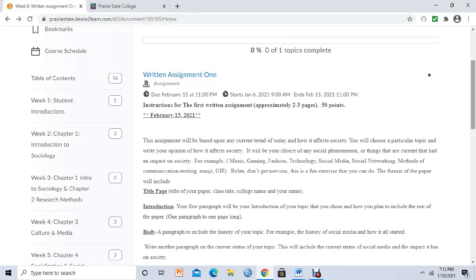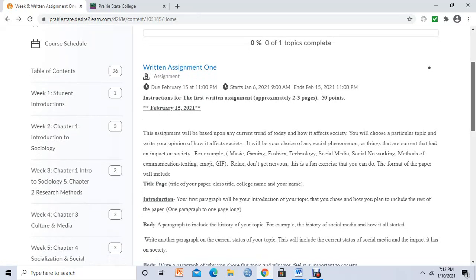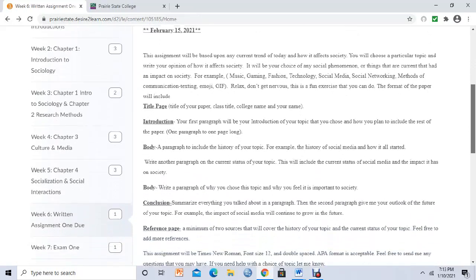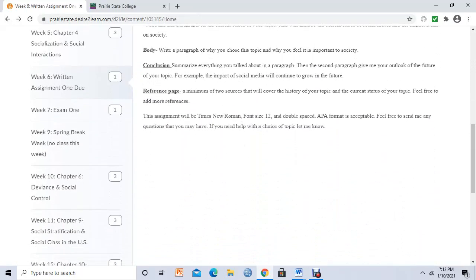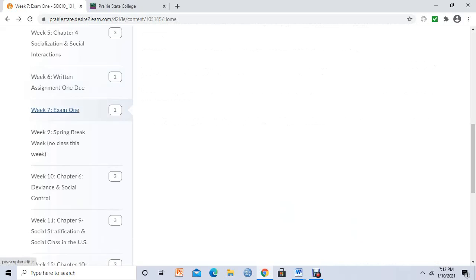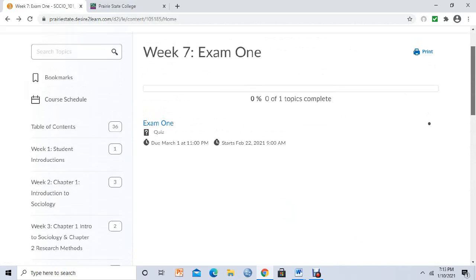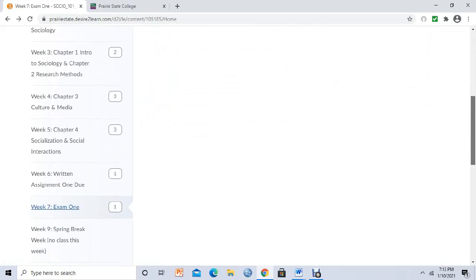So let's slide on down a little bit. We're at the week over here for the written assignment. Let's slide on down for the exam. Now let's get to the exam of week 7. Again, I'm not going to click on it. However, you just click on this right here. It starts February 22nd and is due March 1st. You click on that and it gives you access to the exam.